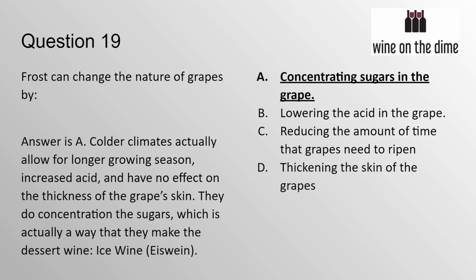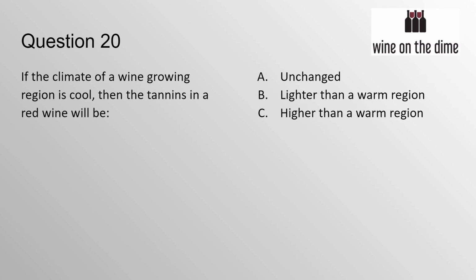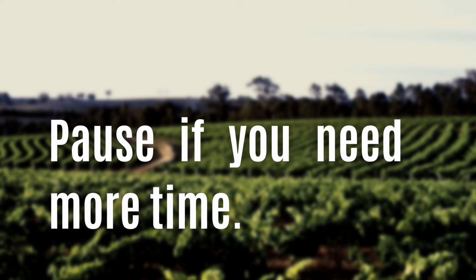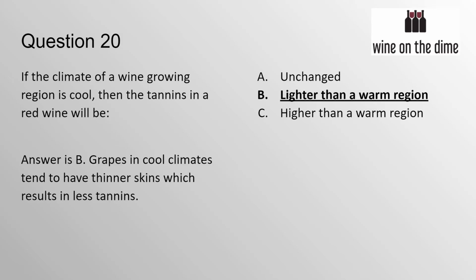Colder climates actually allow for longer growing seasons, increased acid, and have no effect on the thickness of a grape's skin. They do concentrate the sugars, which is actually a way that they make a dessert wine, such as ice wine. Question 20. If the climate of a wine growing region is cool, then the tannins in the red wine will be A. Unchanged, B. Lighter than a warm region, C. Higher than a warm region. The answer here is B. Grapes in cool climates tend to have thinner skins, which result in less tannins.